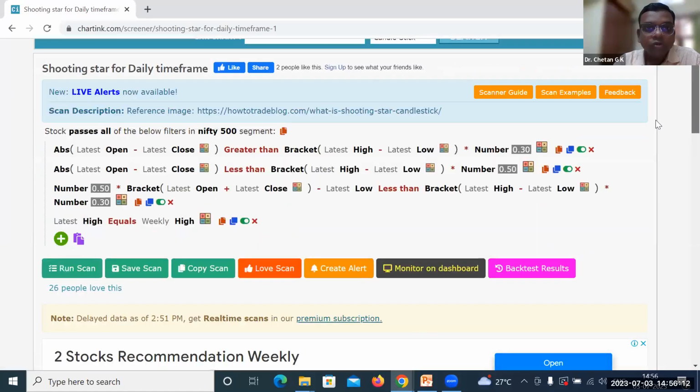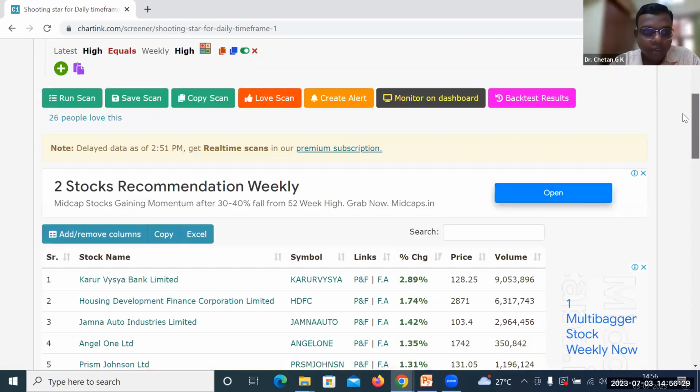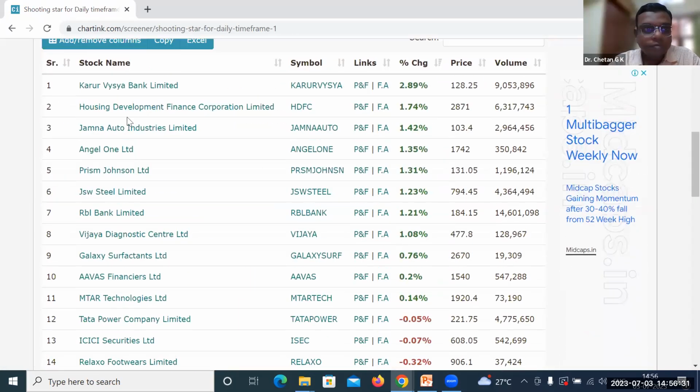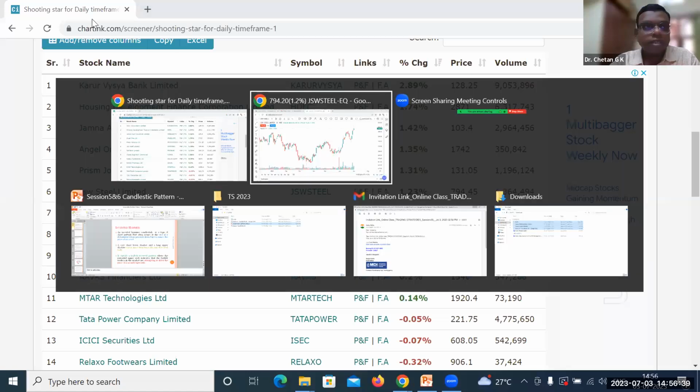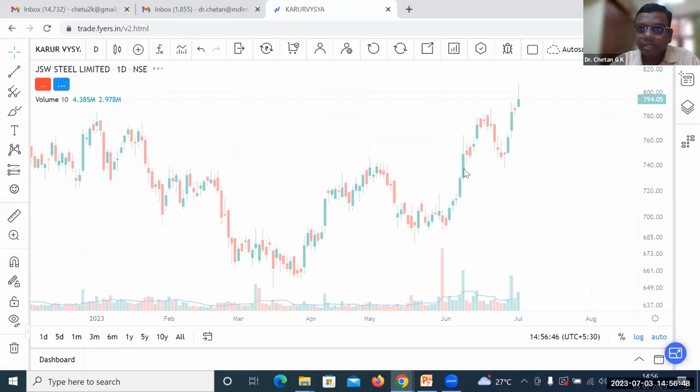Okay, so you know how to use this. There's a guideline which has already been posted on Moodle. You can go through it. So you can actually create your own scans as such, because you know how the shooting star looks like. Okay, so run this scan. So I come down here and you can see Karur Vaishya Bank. So I pick up this Karur Vaishya Bank Limited. I'll go to chart. I'll write here Karur Vaishya Bank. Okay, so I click on it.